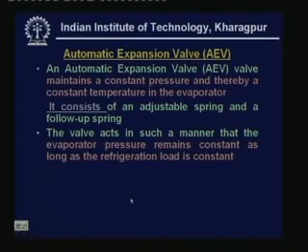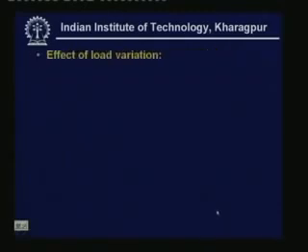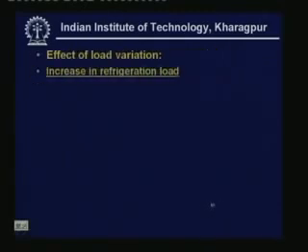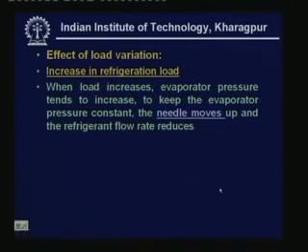Now the valve acts in such a manner that the evaporator pressure remains constant as long as the refrigeration load is constant. At this point the mass flow rate through the valve is same as that through the compressor. So you have the balanced condition now. Now effect of load variation, what happens when the load increases? When load increases, evaporator pressure tends to increase. So to keep the evaporator pressure constant, the needle moves up and the refrigerant flow rate reduces.